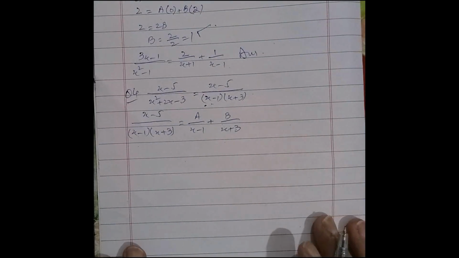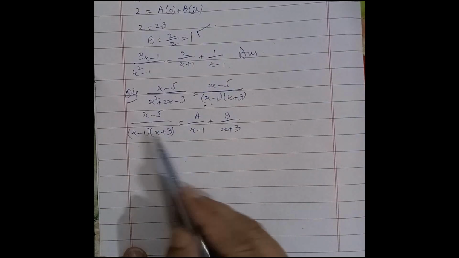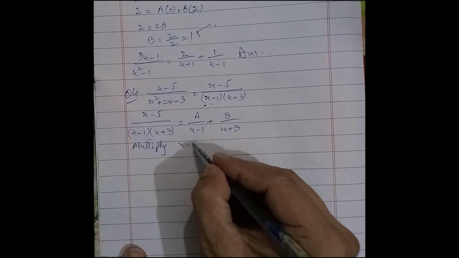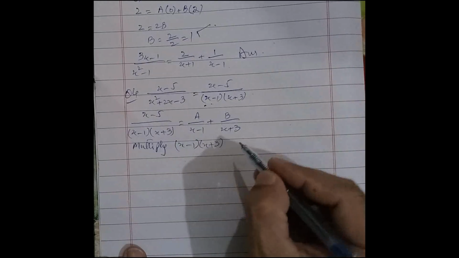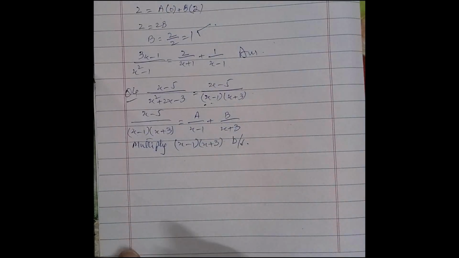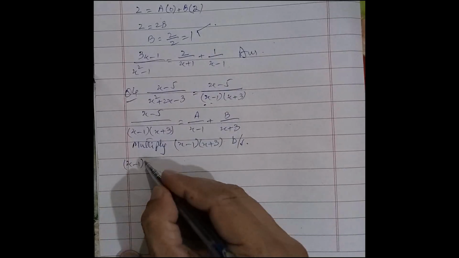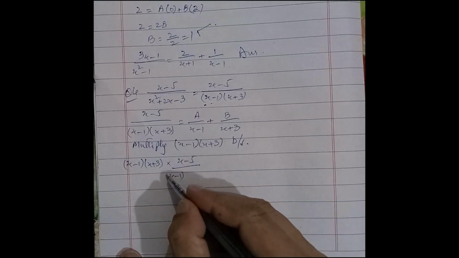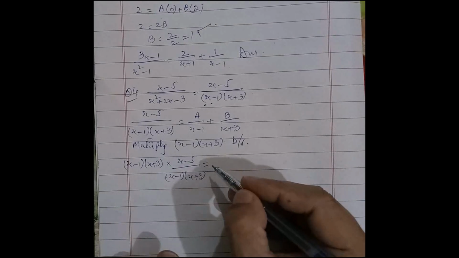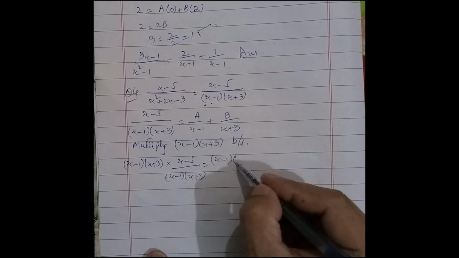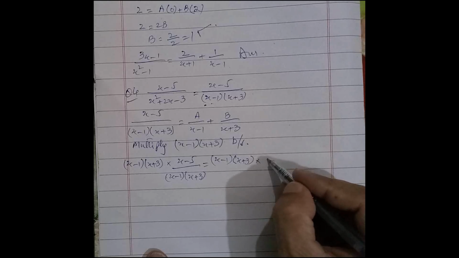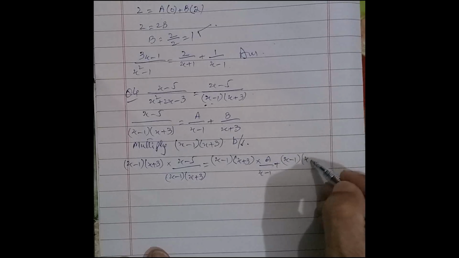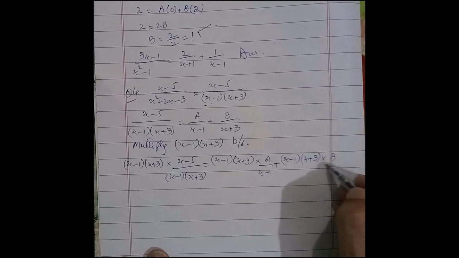And the next step is we multiply this denominator on both sides. Multiply x minus 1 x plus 3 on both sides. We get x minus 1 into x plus 3 multiply by x minus 5 over x minus 1 into x plus 3 is equal to x minus 1 into x plus 3 multiply by a over x minus 1 plus x minus 1 into x plus 3 multiply by b over x plus 3.